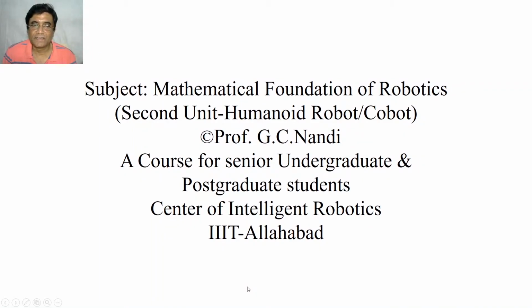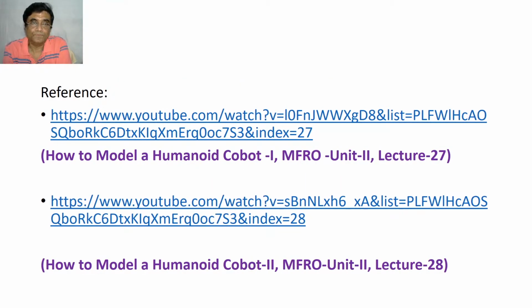Good afternoon, dear. So you have started watching videos on mathematical foundation of robotics, and in my last lecture, we have learned how to model a redundant robot, and also I have discussed why redundancy is required and how it is related with dexterity. And a dexterous robot, especially a cobot or humanoid robot, we want, if possible, them to be dexterous. The reason you now know.